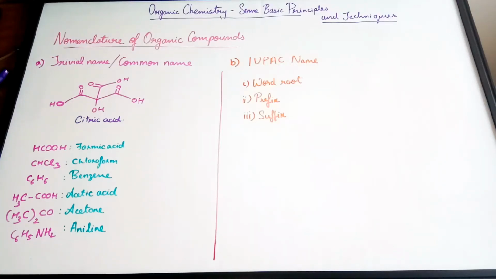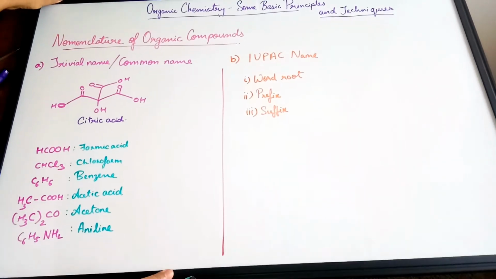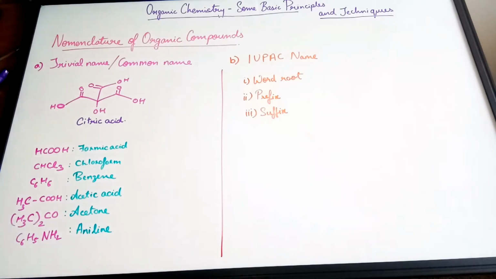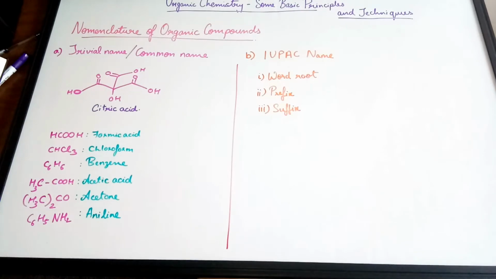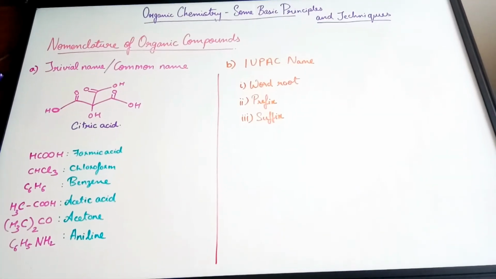In the previous videos, we had learned about the classification of organic compounds, and we'd also studied the various functional groups, what the different types of functional groups are, and also about homologous series. In this video, or rather from this video onwards, till we're done with it, we'll be talking about the nomenclature of organic compounds.